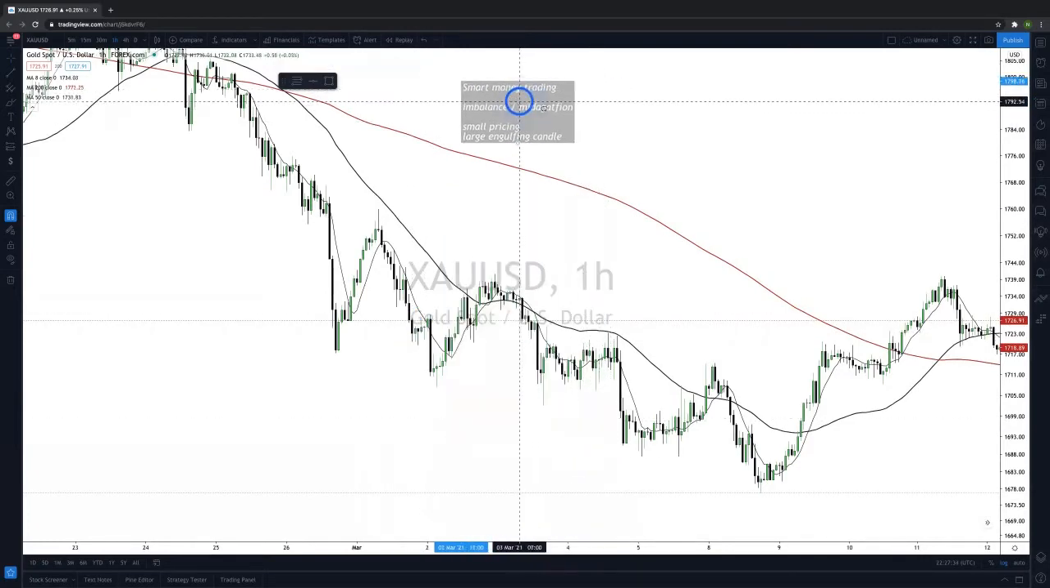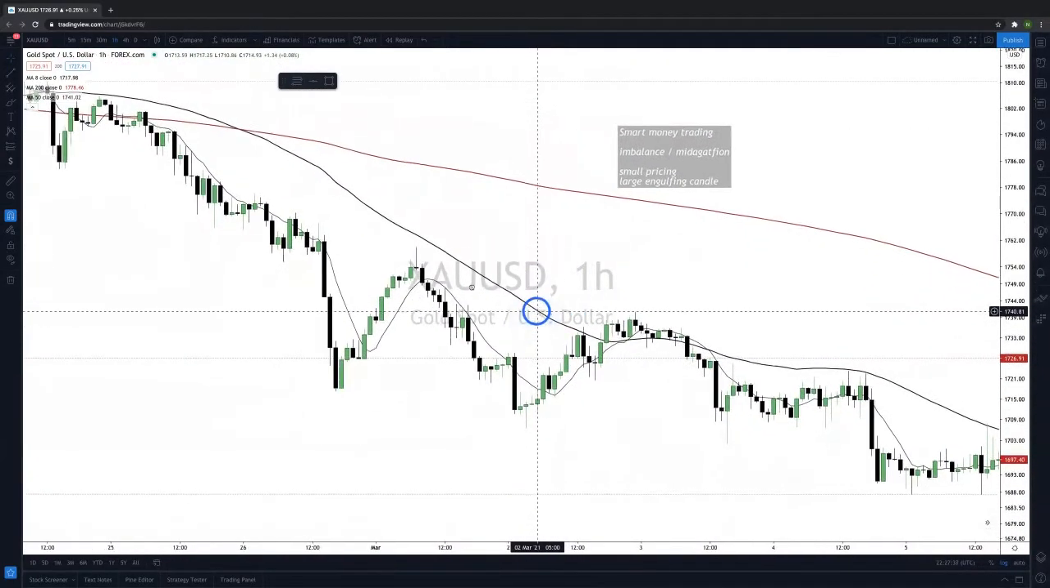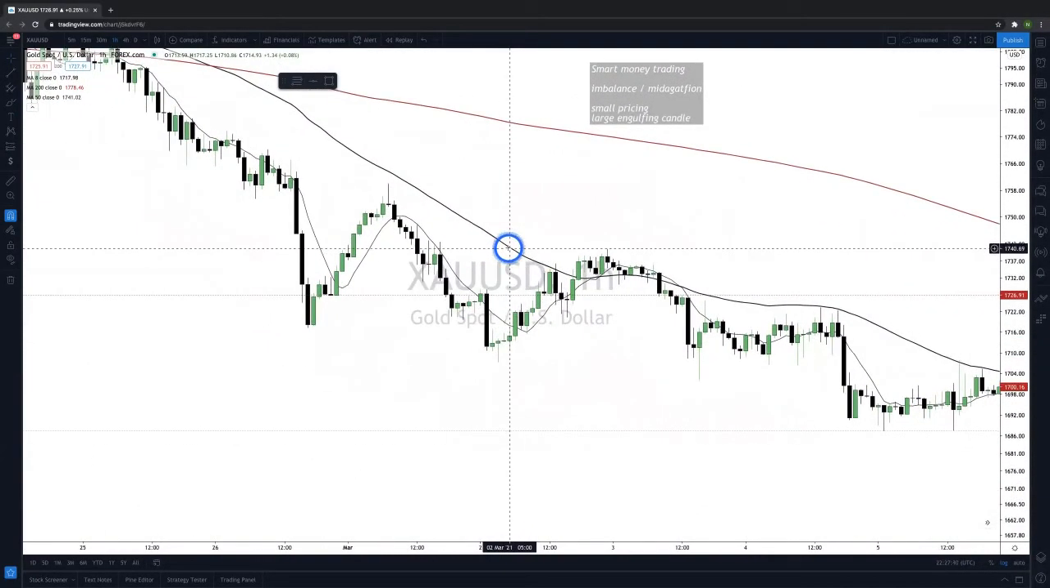Let me show y'all exactly what this looks like. Right now I'm on a 1 hour time frame. You can do this on any time frame possible, and you can make money every single time. You want to be cautious, you want to be aware, but you can make crazy money from this.